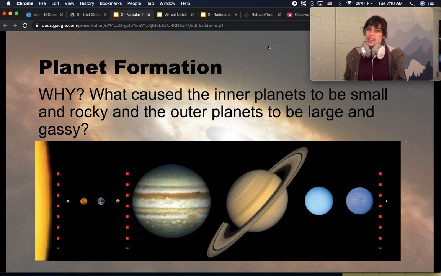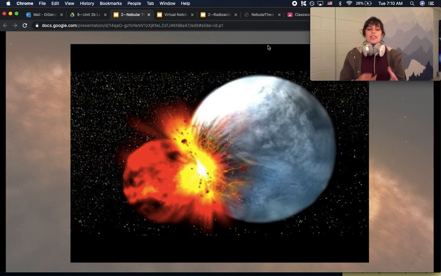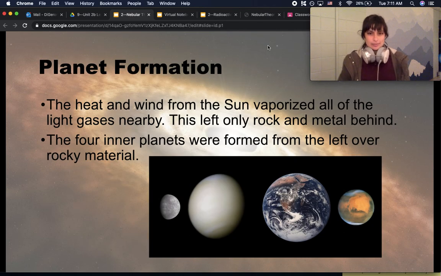The question is why? What made the inner planets so small and rocky, but made the outer planets enormous and filled with gas? Well, we think that what happened is as the disk around our new star was spinning, gravity was pulling the solid objects together in the center, and they were colliding with each other. And as they collided and collided and collided with each other close to the sun, those pieces of rock started to form what eventually became our planets today.